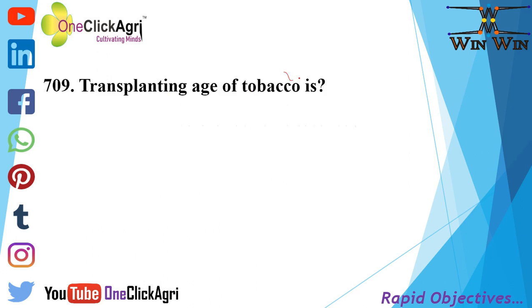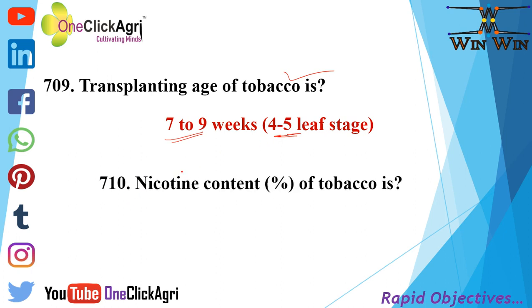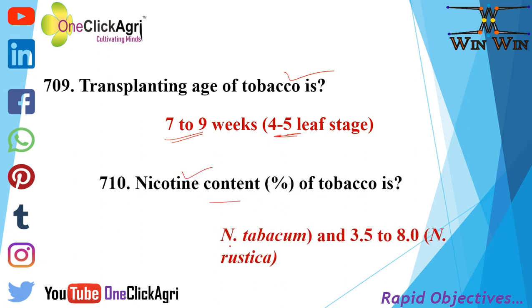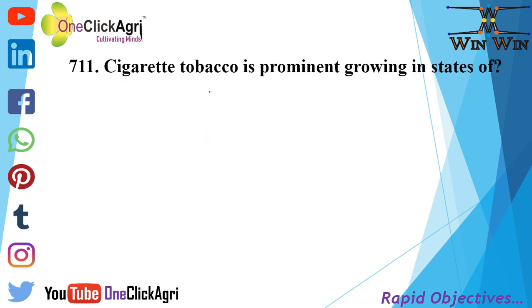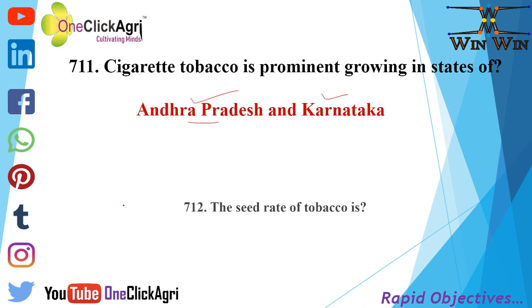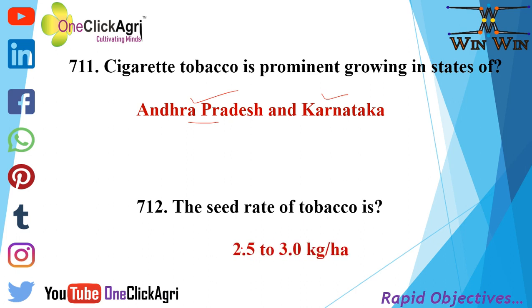Next, transplanting age of tobacco, that is 7 to 9 weeks at 4 to 5 leaf stage. Next, nicotine content percent in tobacco. Nicotiana tabacum, in that 0.5 to 5.5%, and in Nicotiana rustica 3.5 to 8. Next, cigarette tobacco is prominently grown in the states of Andhra Pradesh and Karnataka. Next, the seed rate of tobacco is 2.5 to 3 kg per hectare.